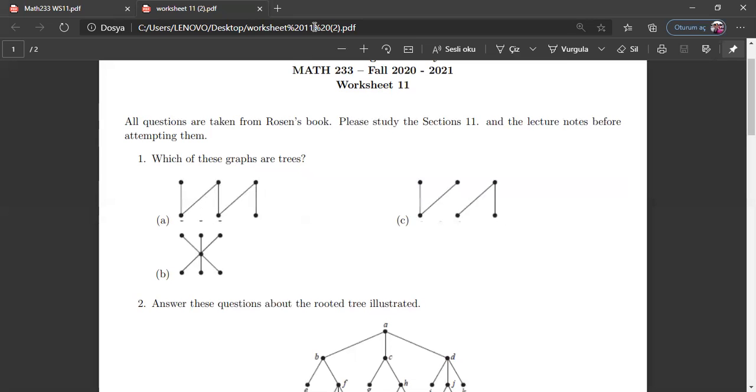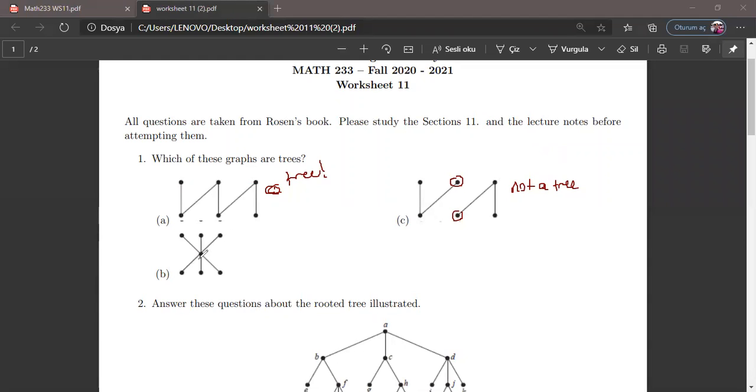And obviously it has no circuit, but for example, if there would be an edge between them, we would have a circuit in it, okay, so it wouldn't be a tree. But it's connected and there's no circuit, so it's a tree. And this is not even connected, right? So it's not a tree.